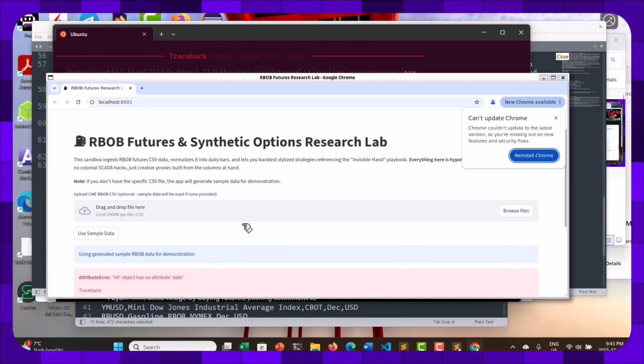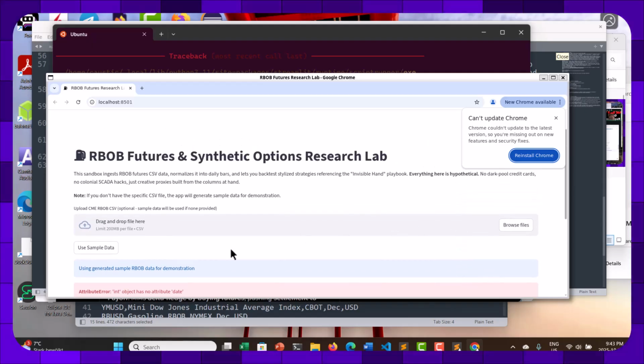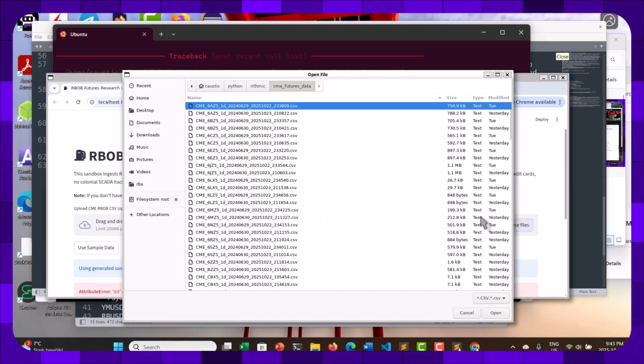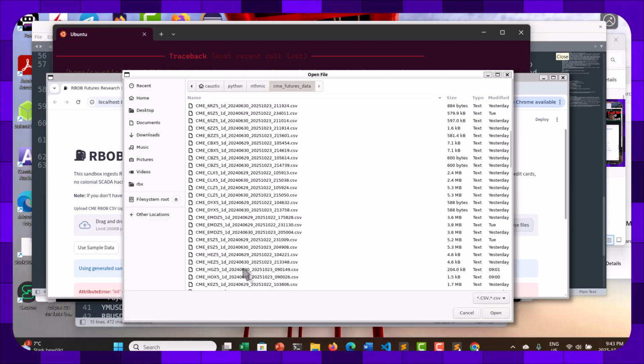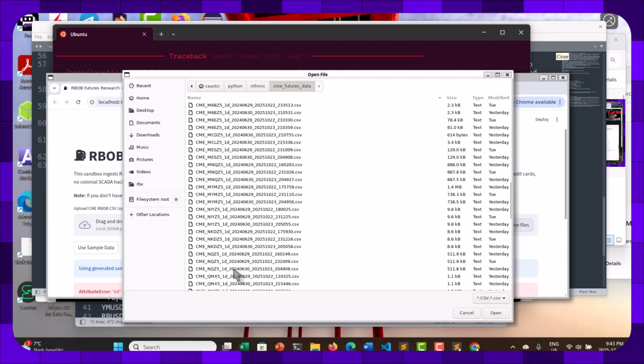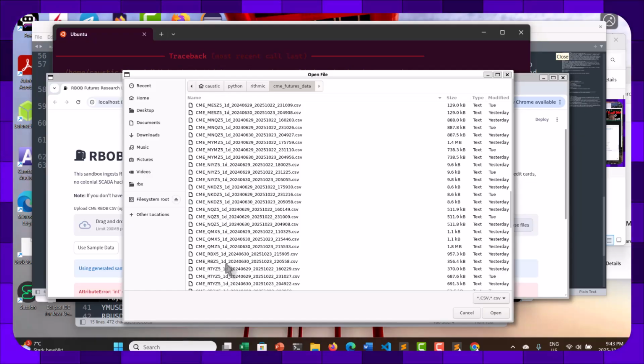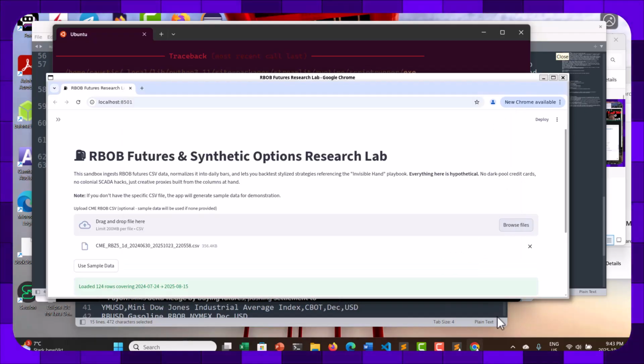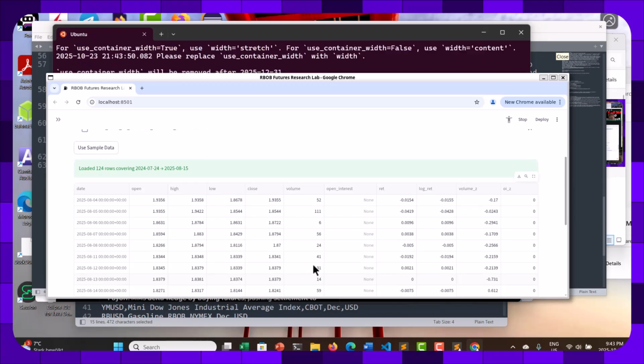So yeah, here we go. I'm not sure if this is going to work or not. Let's see if we'll load in one of the data CSV files, RB, and see what happens here. So yeah, it loaded it, no problem.